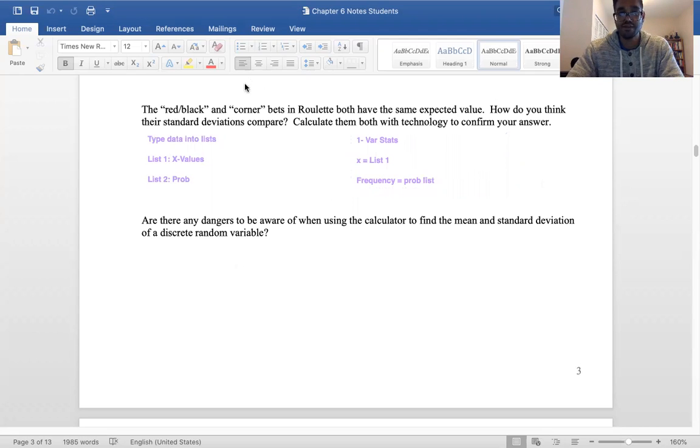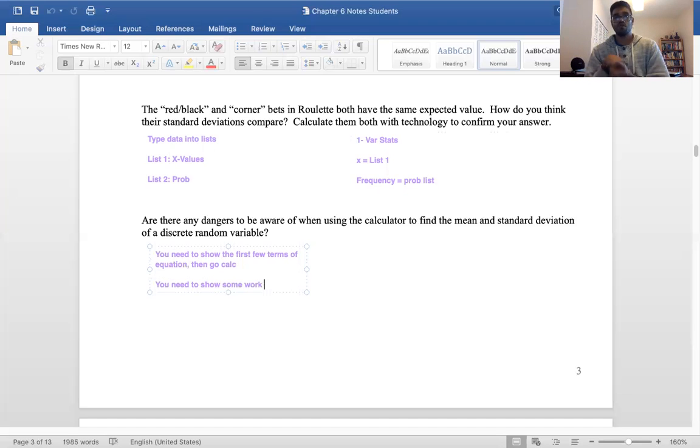And the only thing that you've got to be careful of is on the AP exam, if you just do this, they're not going to give you credit. So you have to do what I did earlier, where I started it off, and then you can go to your calculator. So here you need to show the first few terms of equations, then go to calculator. So you need to show some work. While those equations that I said earlier are on your formula sheet, you still need to go through like what I did, and I started with the first two, and then just write dot dot dot, and then you can go to your calculator and then give a final answer.